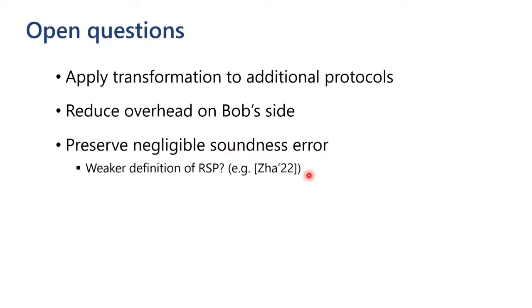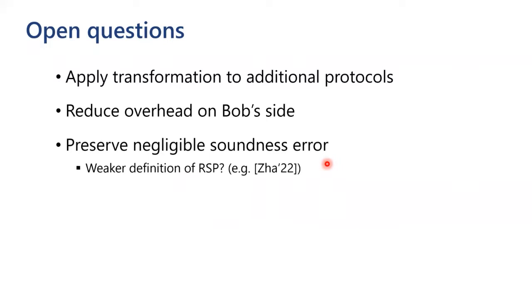So one option would be to have some weaker definition of RSP. I'm not quite sure what this definition should be. There's one suggestion by Jiayu Zhang in work on linear time verification, which looks like a good candidate. And with this weaker definition of RSP, it might be possible to have something that preserves negligible soundness error and is nonetheless sufficient to dequantize existing quantum crypto protocols.